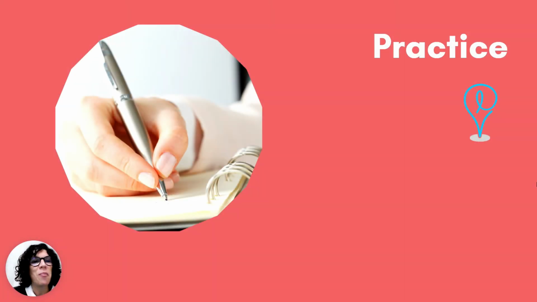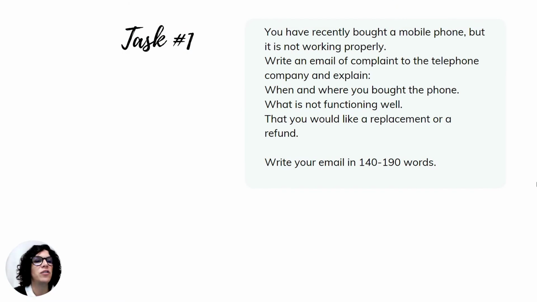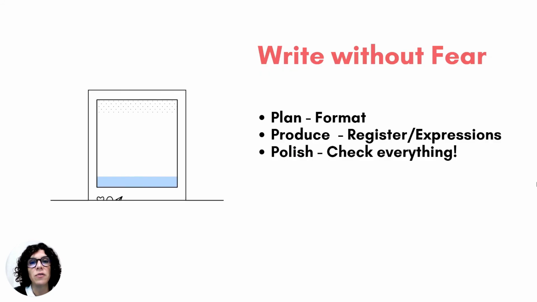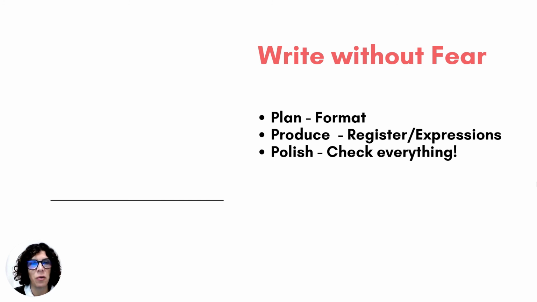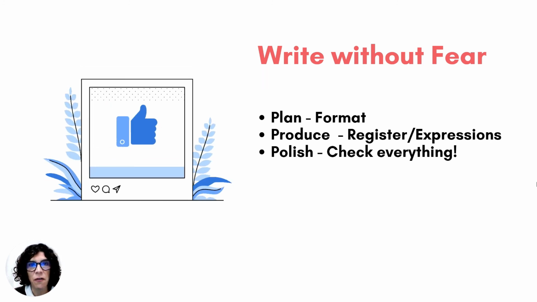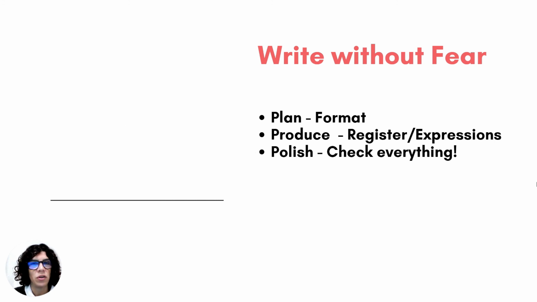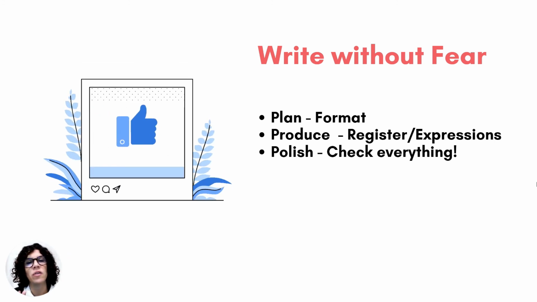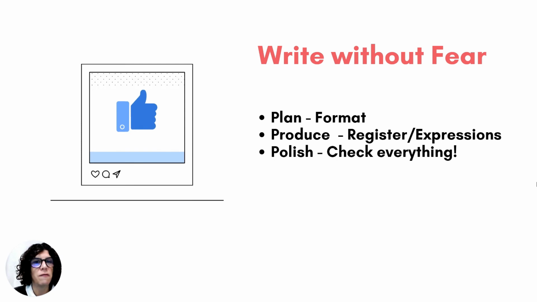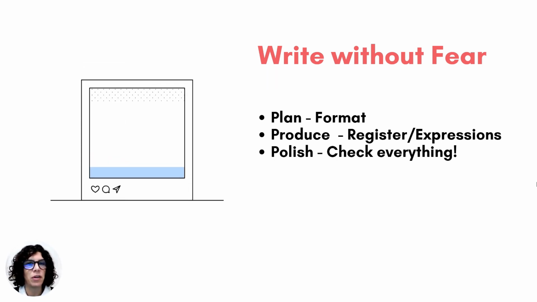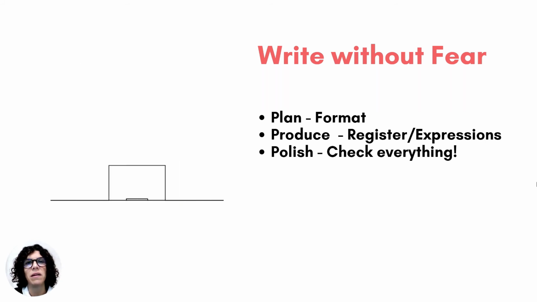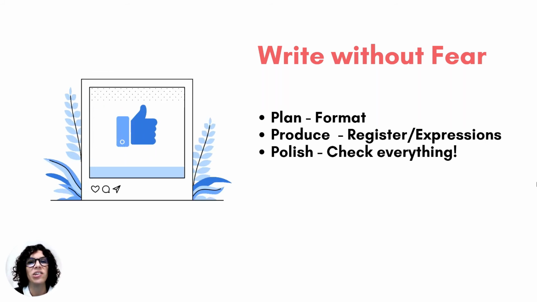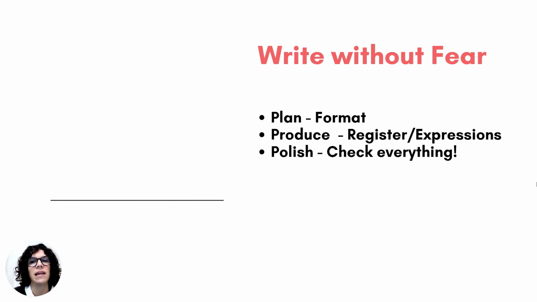It's our time to practice. So here you have two tasks that I suggest for practice. This first one, as you work, remember, write without fear. Plan what you're going to write. As you plan, think of the format, then produce, use your register, use your expressions very carefully. In this case, we're writing formally. We have a list of expressions, and then at the end, polish. Remember, check everything, check the punctuation, check for repetitions, check that everything is communicated clearly.